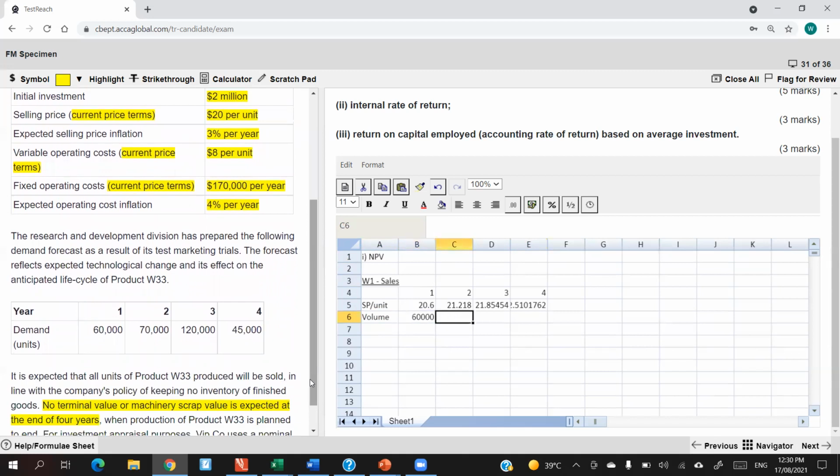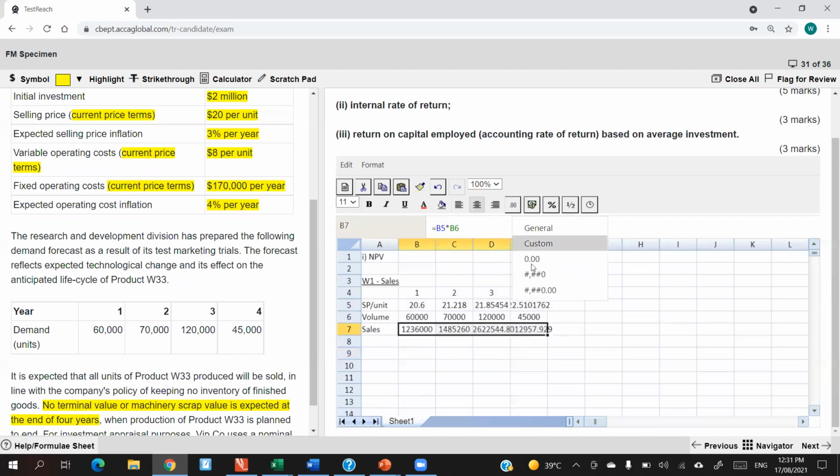We have 70,000. We have 120,000, and we have 45,000. So once I multiply my sales price with this volume, I should then have my total sales, which comes out to be this value. So now I can drag this forward, and that should fill up all the values. So that is my sales value computed.